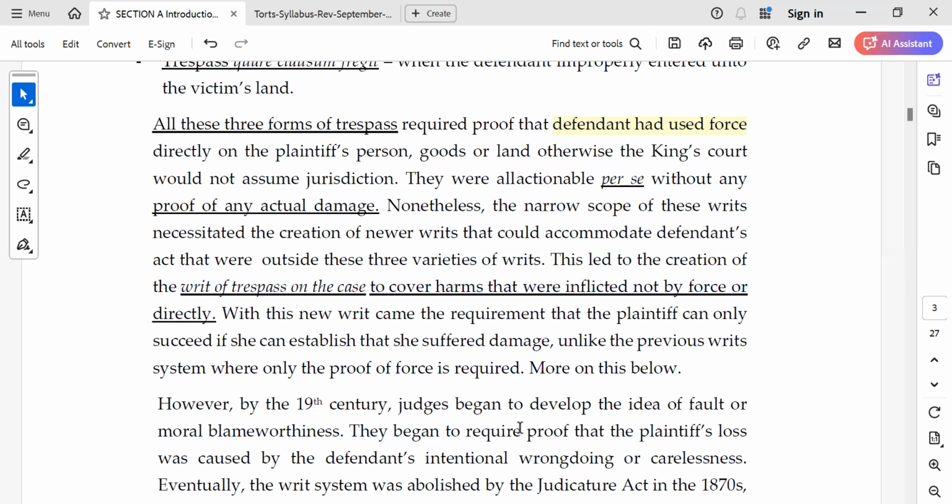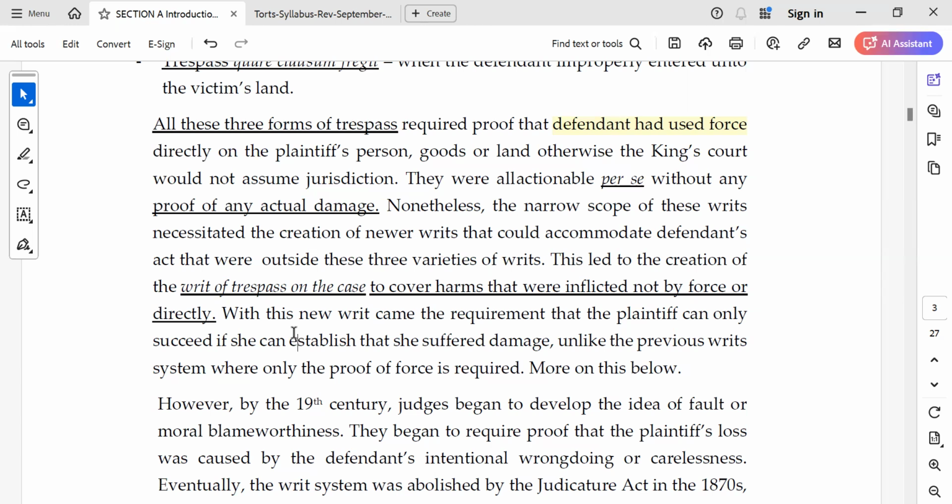Yes. Okay. So yeah, I was saying this led to creation of, because of the narrow scope of only three available writs, it was not covering everything. So they created this writ of trespass on the case, the kind of a general thing, जो भी इस case में हो उसका decide कर रहे थे, and that was to cover harms that were inflicted not by force or directly. It was not inflicted directly on the goods, person or land, or it was not by force. ऐसे ही हो गया.